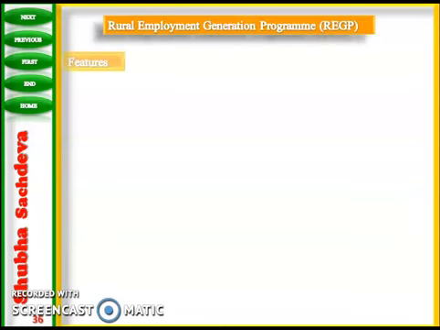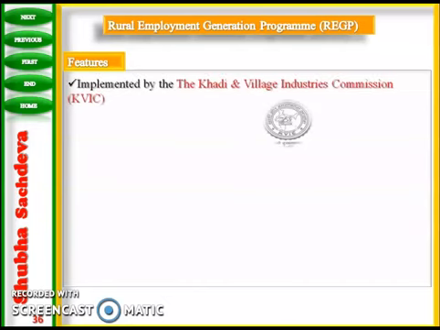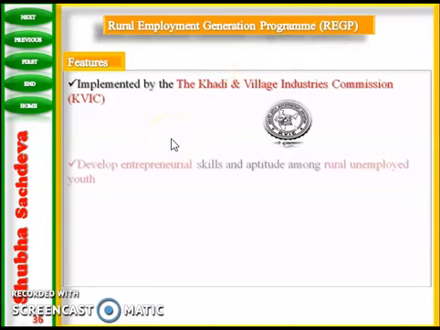Now we'll discuss it one by one. First, Rural Employment Generation Program. By name only we can understand rural, that means gaon ke andar. So its features: it was implemented by the Khadi and Village Industries Commission, KVIC. It was a commission who initiated this program that we should start Rural Employment Generation Program for the rural people. It developed entrepreneurial skills and aptitude among the rural unemployed youth. जो वहाँ पे यूथ थे, they were unemployed. गांव के जो यूथ थे, they were unemployed.